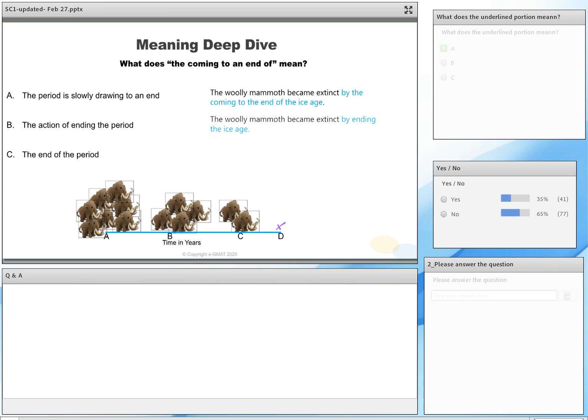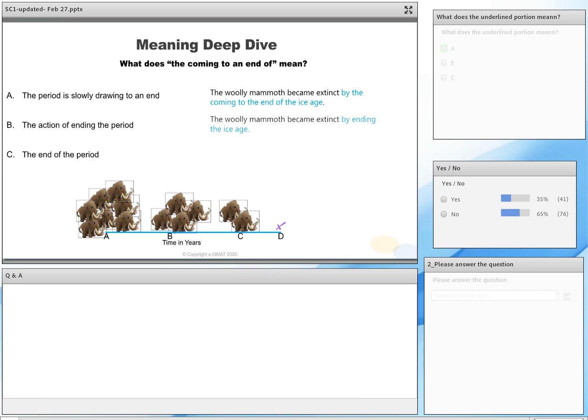Now, choice B would be that the woolly mammoth became extinct by ending the Ice Age. So this gives us that sense and meaning that some event ended the Ice Age, right? That there was some kind of cataclysmic event or some natural disaster or something happened that all at once the Ice Age was over, that boom, it happened, right? That something ended that period, okay? Very different meaning than the period slowly drawing to an end, right?